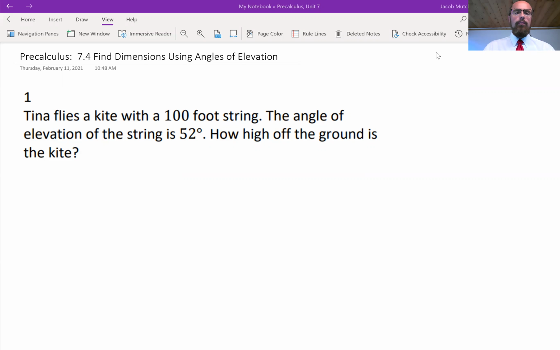Tina flies a kite with a 100-foot string. The angle of elevation of the string is 52 degrees. How high off the ground is the kite?